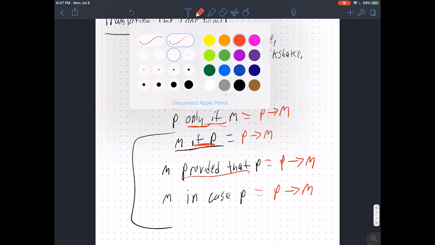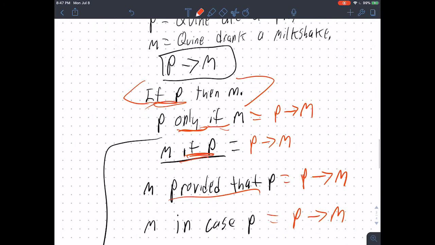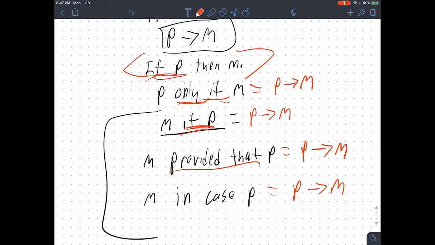90% of the time, I'm not trying to trip you guys up here. So 90% of the time, you're just going to have the default if P then M, the standard, most straightforward way of saying it in English. But do note that these other ones might crop up occasionally, so it's good to know them. Okay. And the conditional is really the only one that's this tricky, where there are many variant expressions and where the order matters. So moving on to alternation.